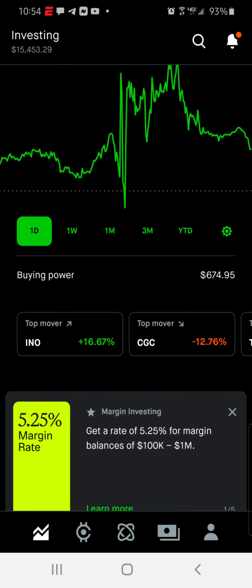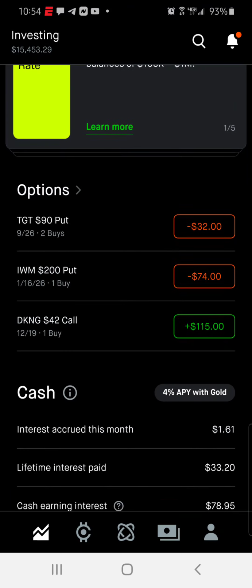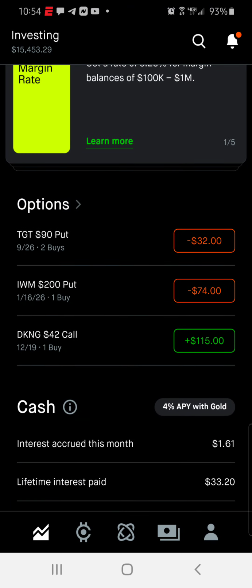Pause. Okay, this is my Robinhood. I like Robinhood, right? These are some options I'm already in. You see, I got a DraftKings, a 42 call. It expires December 19th. I did that myself because I told you I don't use the option signal app that much, but I can. I still know how.